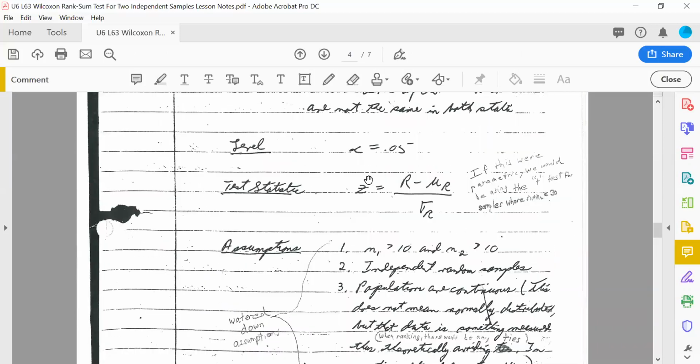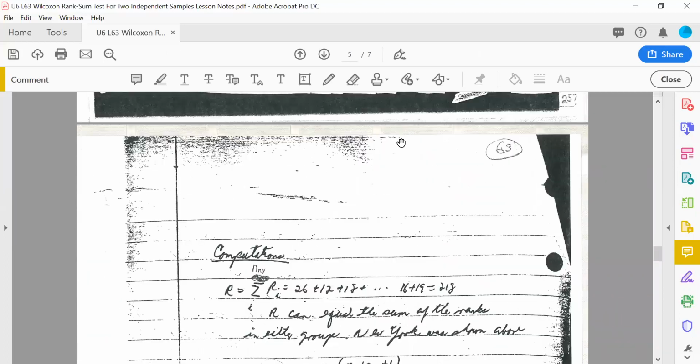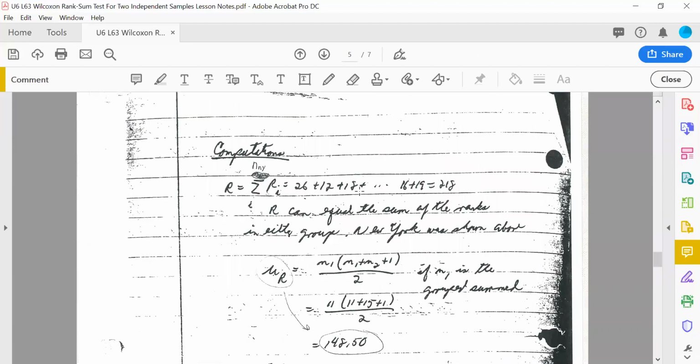Here's the good news. Alpha's 0.05, and it's two-tailed, and it's a z-score. So guess what? The decision rule is super easy. Reject H0 if z is greater than 1.96 or if z is less than negative 1.96. Done. Okay, the computation. What is capital R?